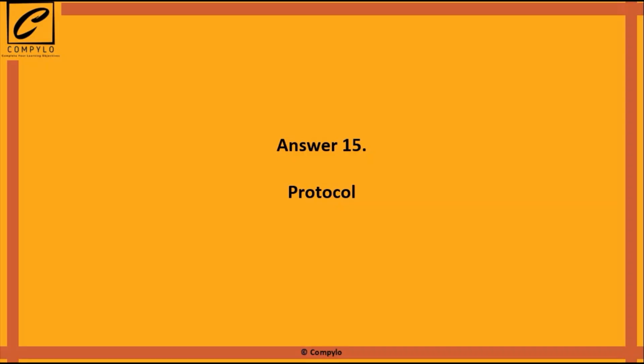Question number 15 is a fill in the blanks, which says dash is a set of rules that needs to be followed by the communicating parties in order to have a successful and reliable data communication over a network. We can fill this blank with protocol, because a protocol is a set of rules followed by devices for successful and reliable data communication over a network. For example, TCP/IP, HTTP, FTP, SMTP, etc.